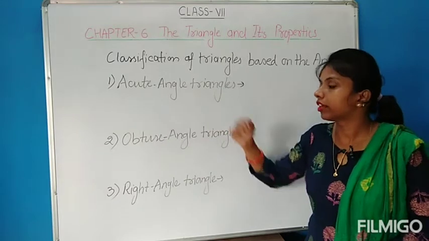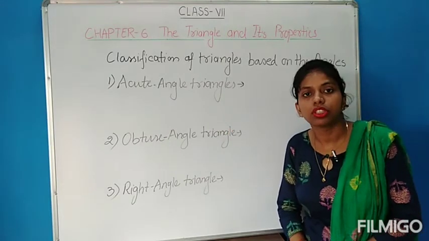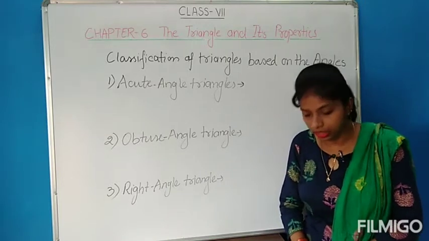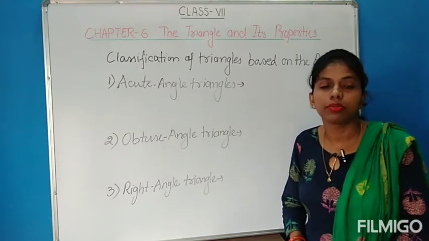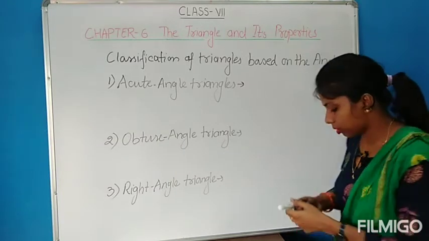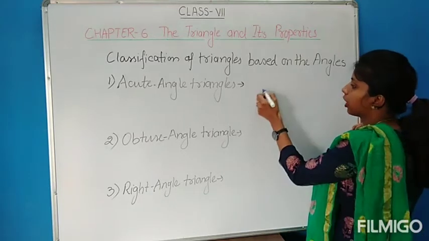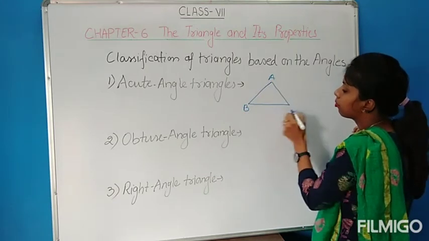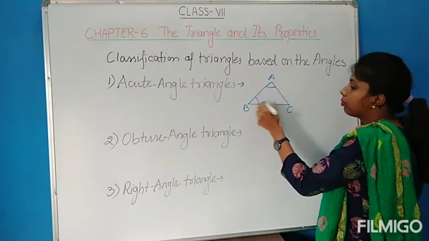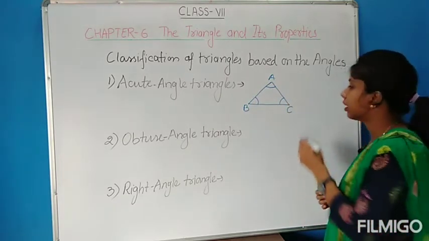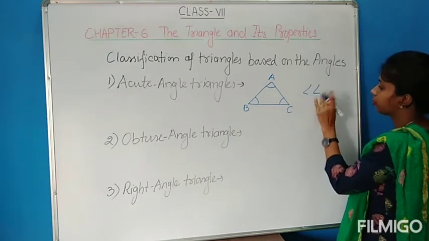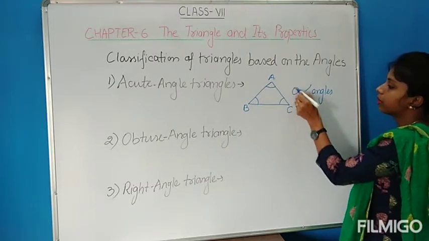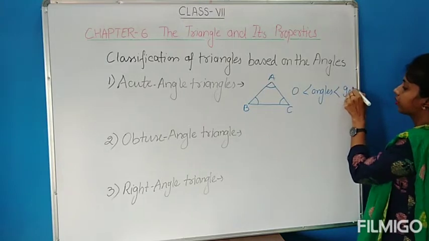First, an acute angle triangle is a triangle in which all angles of the triangle are acute angles. Acute angle means the angle must be between 0 and 90 degrees. Suppose I am going to take an example of an acute angle triangle. Suppose this is an acute angle triangle ABC. Here all angles must be acute angles, which means all the angles must be between 0 and 90 degrees.